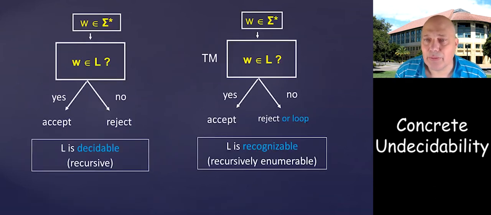So let's remind ourselves what's the connection between decidable and recognizable. A machine that is decidable, for every W, says yes or no. It accepts or rejects, and it accepts or rejects exactly based on whether W is in L. Recognizing means that you always say yes if W is in L, but in case W is not in L, you may reject or loop. Other names are recursive and recursively enumerable.